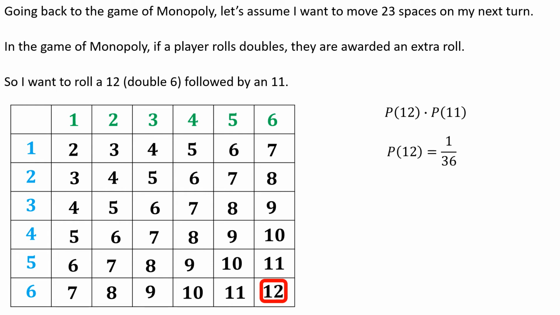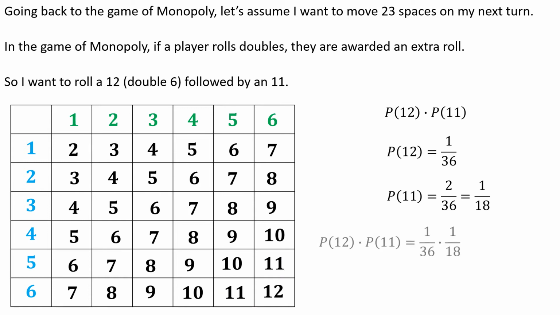And so that would be 1 out of 36, right? 1 out of 36 is a 12. 2 out of 36 is 11, also known as 1/18. And so I would have to multiply 1 out of 36 times 1 out of 18. Grab a calculator. I'm not going to do this in my head. 1 out of 648. Not very likely.